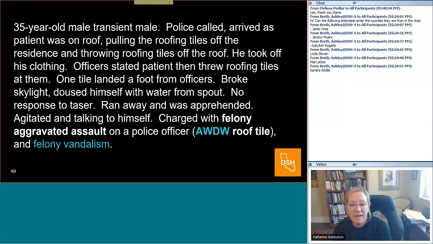He broke the skylight on the house. He doused himself with water. The police caught up to him. They tased him. He had no response. He ran away, and when he was apprehended, he was agitated, talking to himself, and struggled. And so he was charged with felony aggravated assault on a police officer and assault with a deadly weapon, which was the roofing tile, as well as felony vandalism.